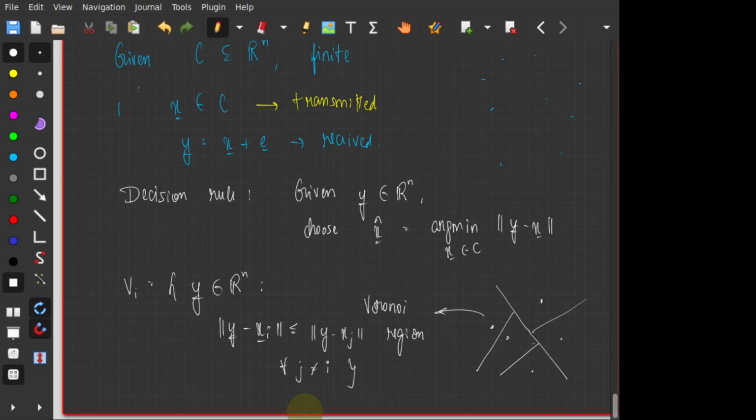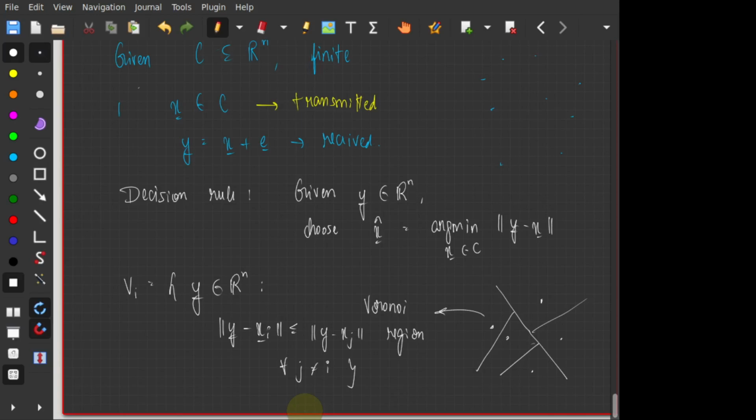Now you could fix an arbitrary rule saying that if it lies on this particular boundary, then you choose, let's say, the one which is on the left. Any rule is fine as long as you do it systematically. But for now, these Voronoi regions, as I have defined them, are not disjoint because they overlap in the boundaries, and that's fine.